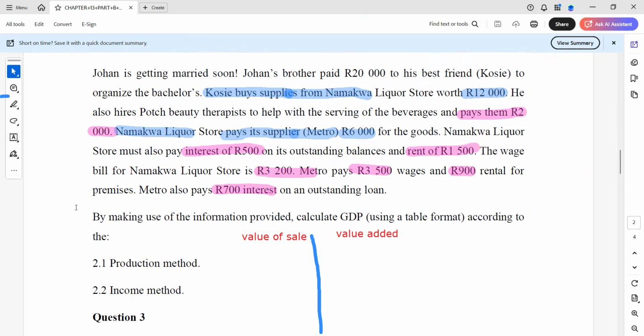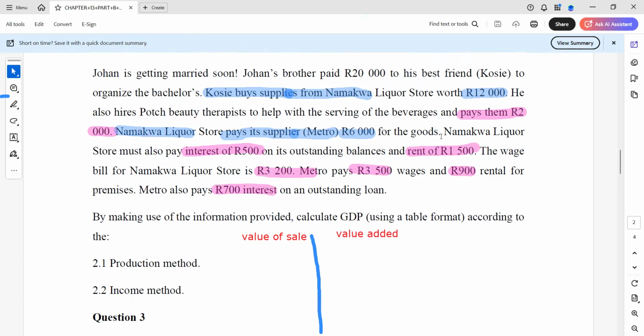So now let's record the production method. You can see here the ones highlighted in blue, right? Those are the figures which are going to the production method. They say here, Kosi buys supplies from Namakwa Liquor Store worth 12,000 Rand. And then they said here, Namakwa Liquor Store pays its supplier Metro 600 for the goods.